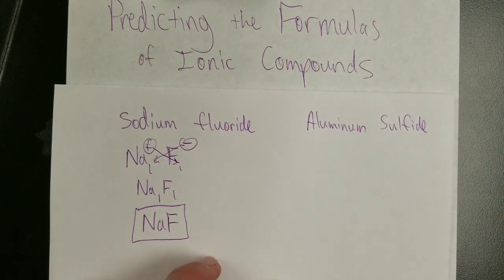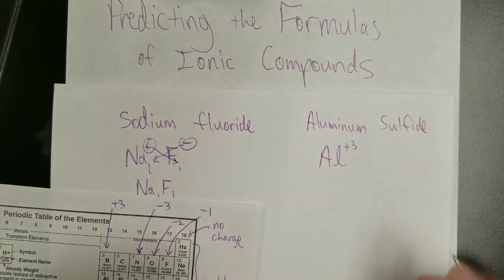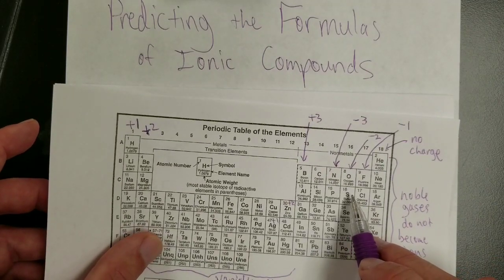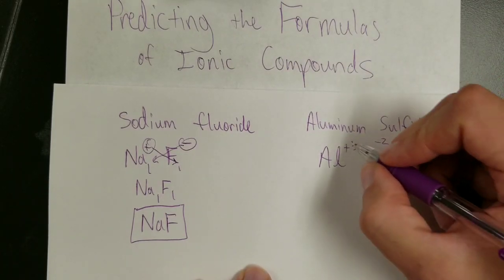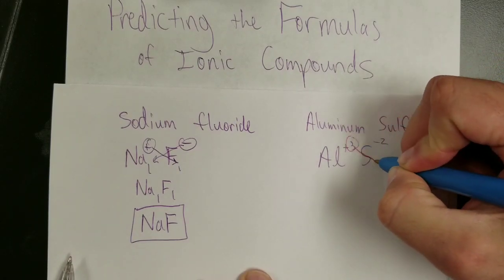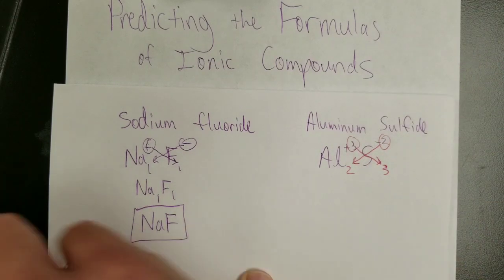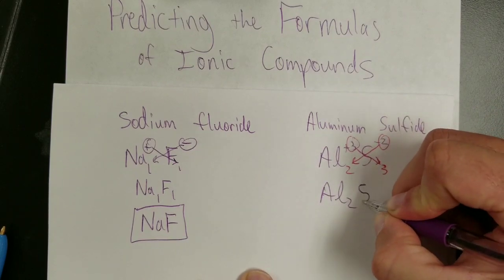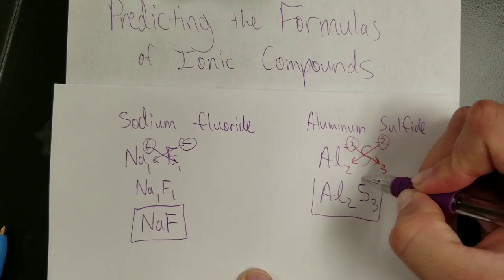Aluminum sulfide, I looked that up on the periodic table. I see aluminum is a +3, so I'll put Al 3+. Sulfur is a -2, so I'll put sulfur and a 2-. And then let's bring these across. Maybe I'll do it in a different color to make it stand out a little more. So I'll do this to bring the 3 down here. I'll do this to bring the 2 down here. That gives a formula of 2 aluminums and 3 sulfurs. Aluminum sulfide. And this would indeed be a correct answer.